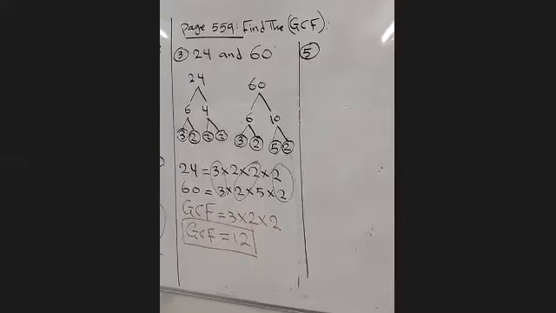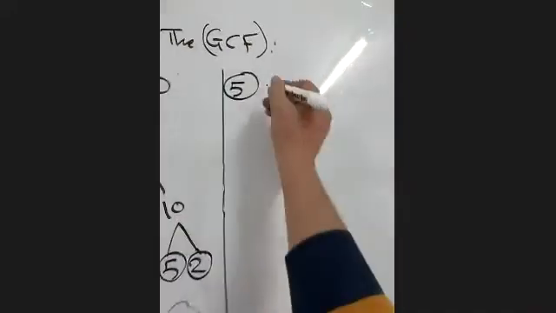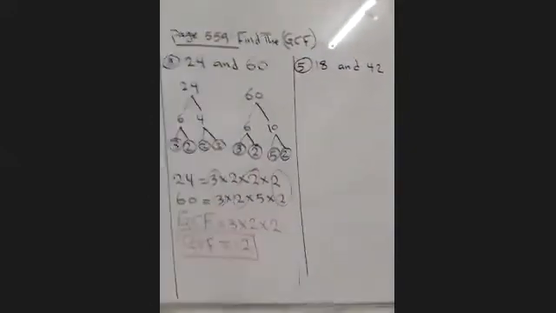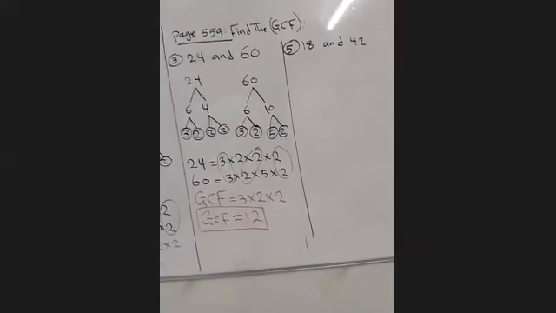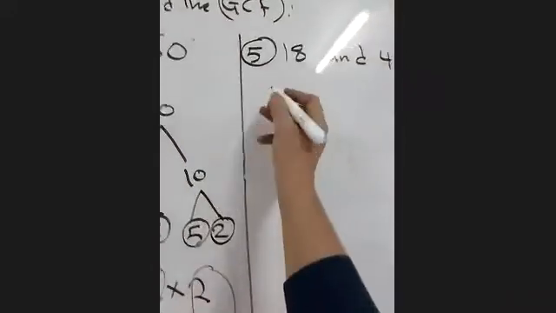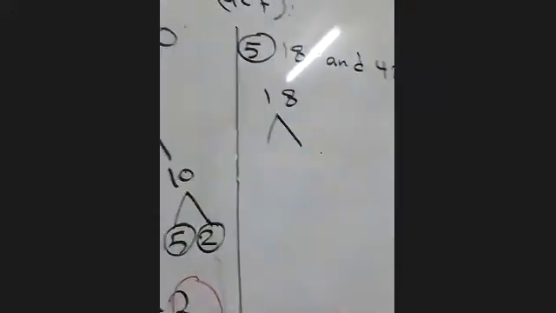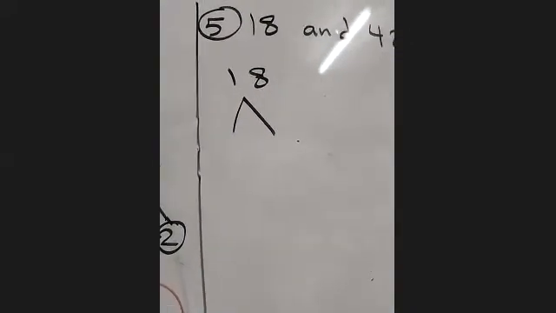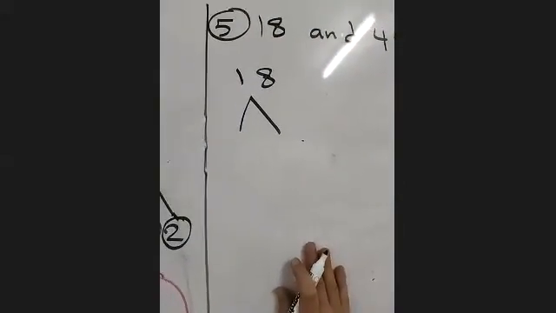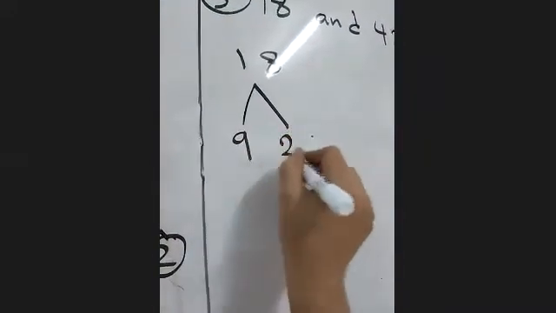18 and 42. In question 5, we have 18 and 42. What's the name of the way we will use, Kareem? 3-way. Let's use the 3-way. Let's start with the 18. Give me 2 numbers. If you multiply them, you get 18. 9 and 2. Can I use 6 and 3? Yes, any 2 choices, guys. Kareem used 9 and 2, correct.